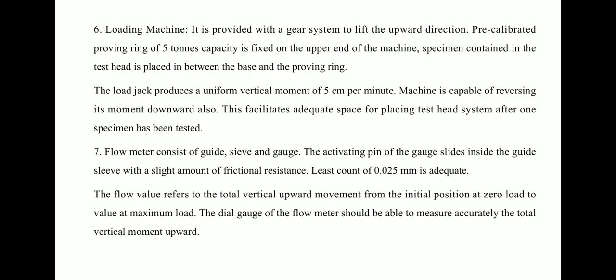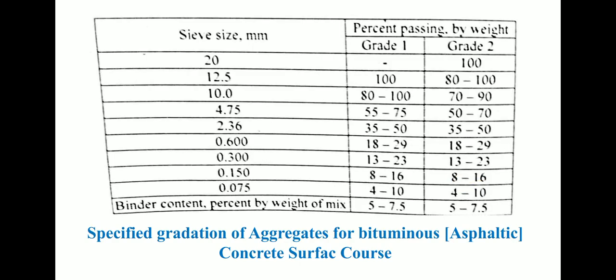A least count of 0.02 mm is adequate for this, and the flow value refers to the total vertical upward movement from the initial position at zero load to the value at maximum load. The dial gauge of the flow meter should be able to measure accurately the total vertical movement upward. So, what should be the sample? How should it be? There are two grades, with percentage passing by weight. So these are the sieve sizes given and how much weight should be taken. This is all specified.